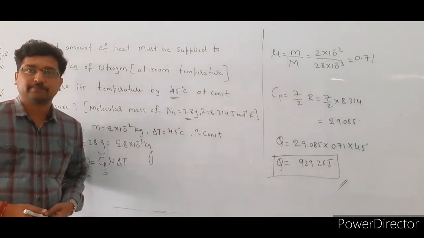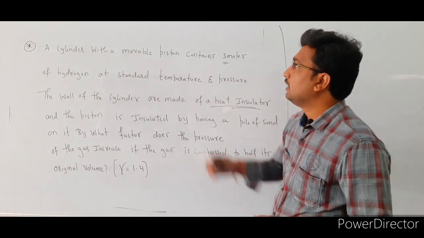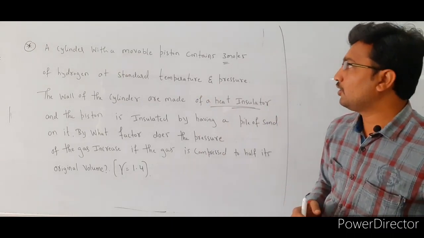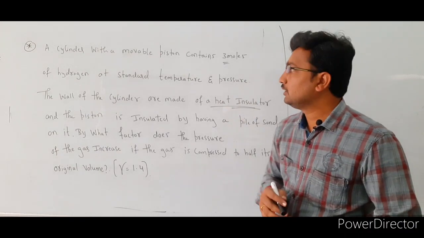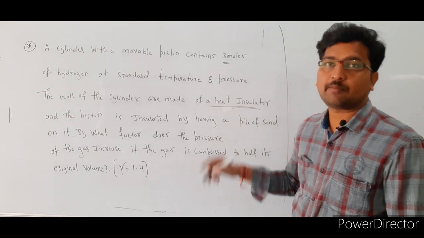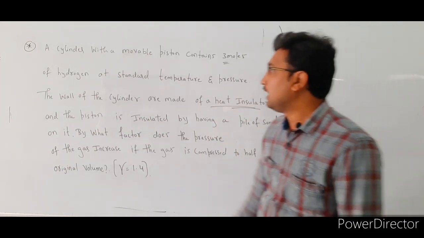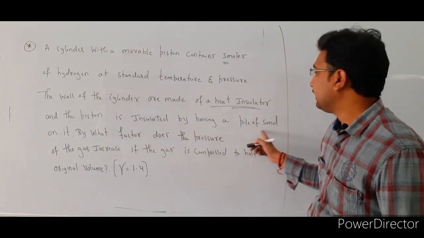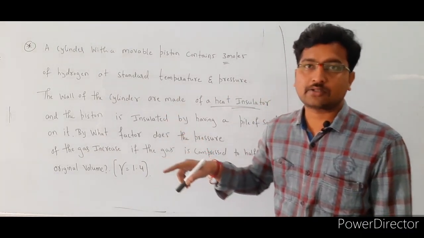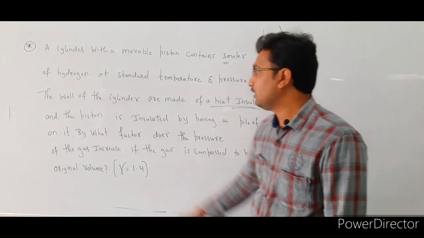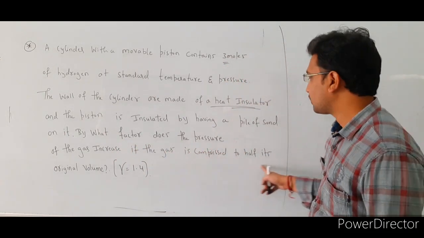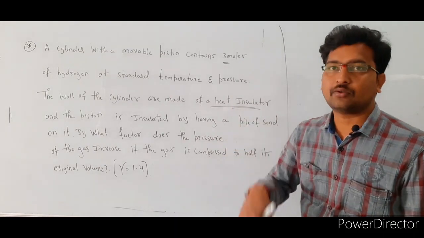Okay, see the problem here. A cylinder with a movable piston contains 3 mole of hydrogen at standard temperature and pressure. The wall of the cylinder is made up of a heat insulator, a bad conductor of heat, and the piston is also insulated by having a pile of sand on it. So that means the piston is also a bad conductor of heat. By what factor does the pressure of the gas increase if the gas is compressed to half of its original volume?